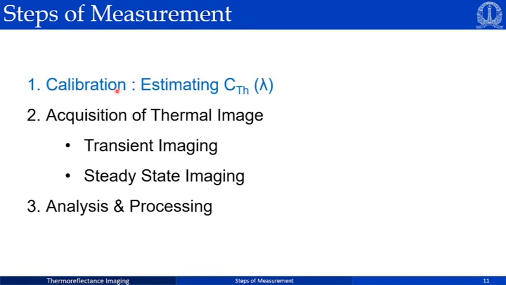Once the calibration is correctly done, we go to the acquisition, where we can use transient imaging and steady state imaging for acquiring the thermal images during electrical stress. And then we have the analysis and processing component. So we'll begin with calibration, that is, estimation of the thermo-reflectance coefficient value.